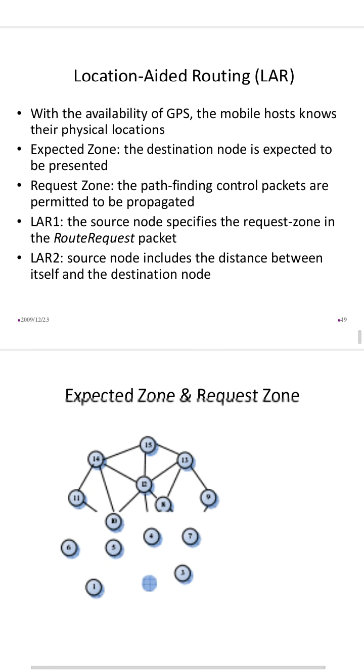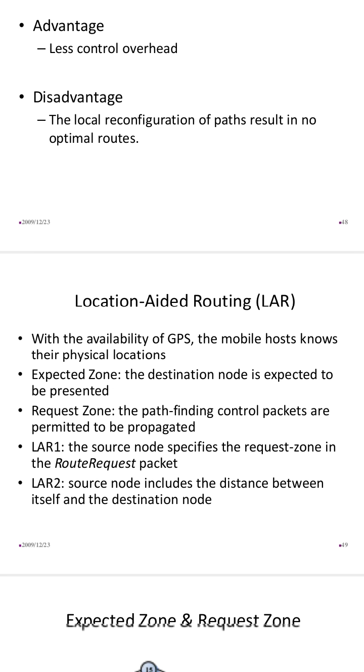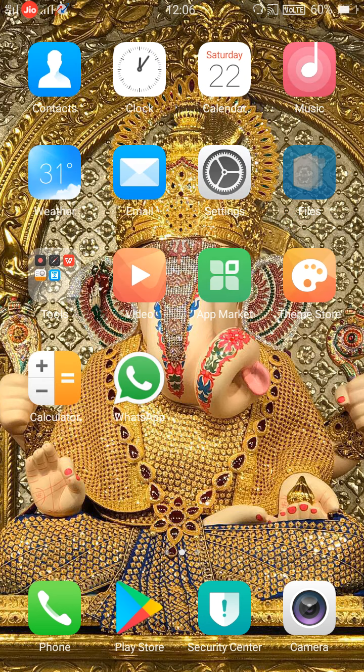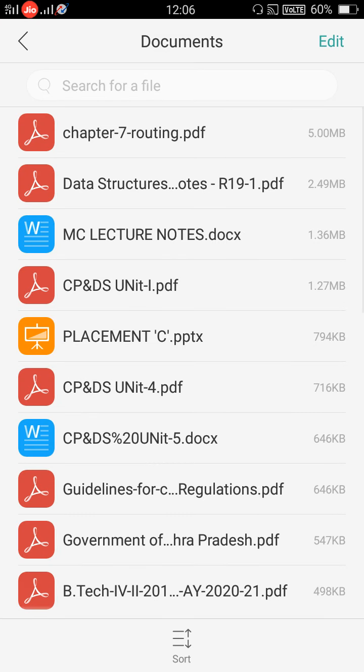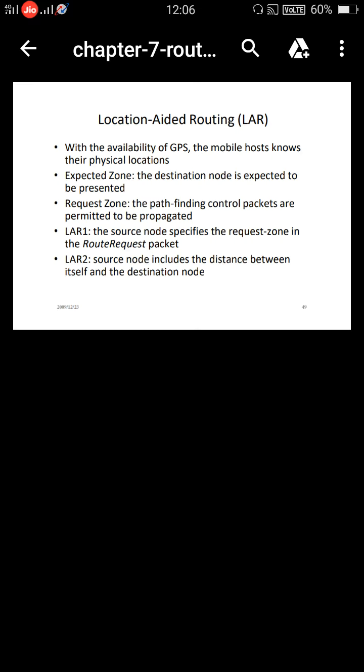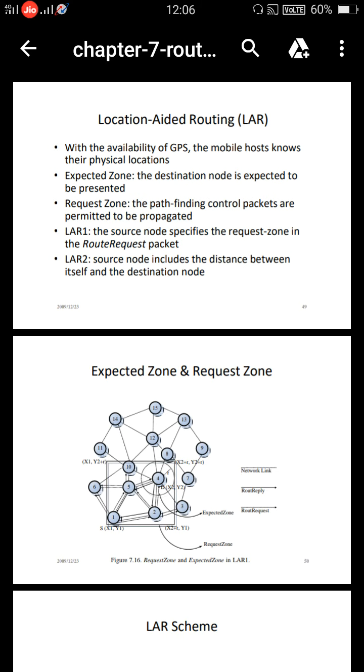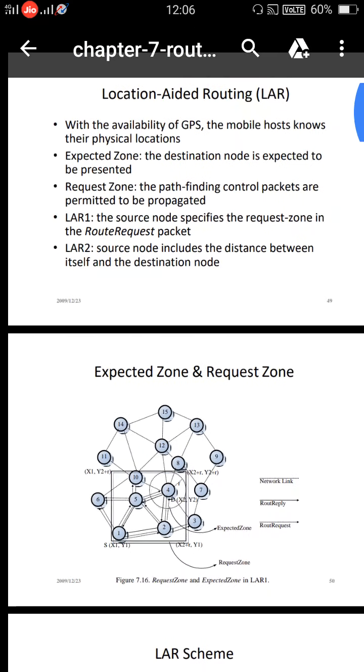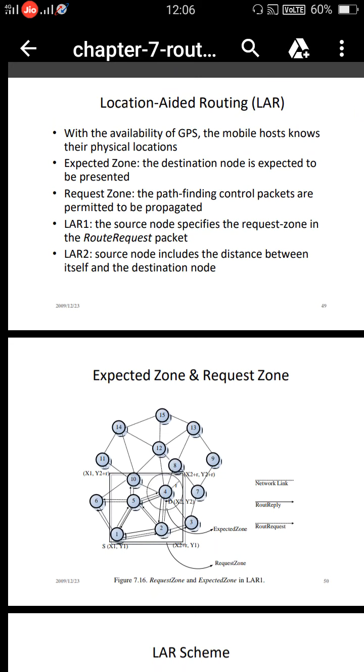Okay, another algorithm is location aided routing, LAR. This is another algorithm for on-demand routing protocols to reach our destination. It utilizes location information for improving the efficiency of routing by reducing the control overhead.